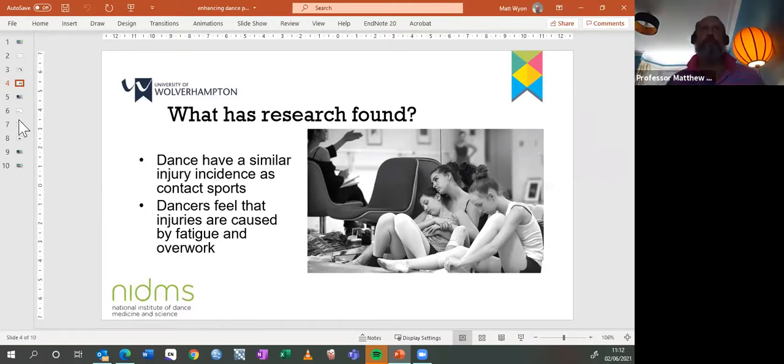And as I said before, dancers feel that their injuries are caused by fatigue and overwork. And again, this is something that can be influenced. So it's not a non-influencing factor. It's not as though we're saying it's a genetic thing. Anyway, it's something which we can control.